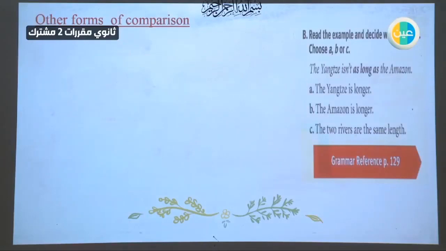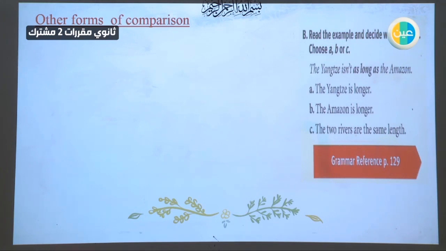Now, in your book, we have other forms of comparison. This is something that I like, because it's a different way of expressing comparison. For example, in the sentence, the passage says, the Yangtze isn't as long as the Amazon.